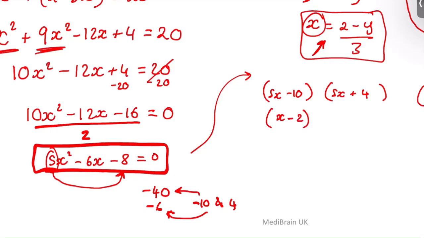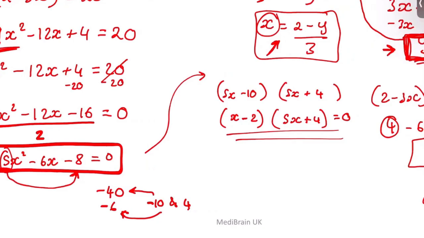So we're going to have x minus 2 here, and the second bracket can't be simplified, so we're going to leave it as 5x plus 4. And that's your factorized version, which is equal to 0. Yes, if you wanted to, you can use the quadratic formula and type it into your calculator to factorize it as well.